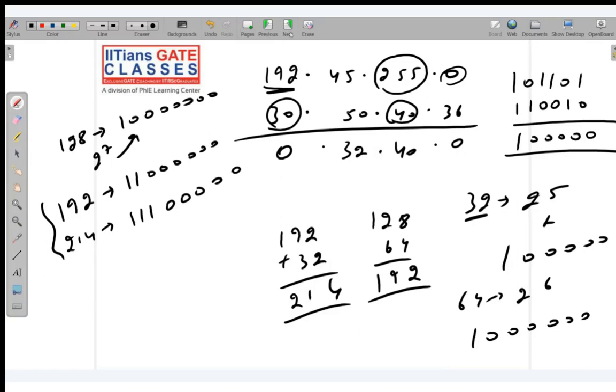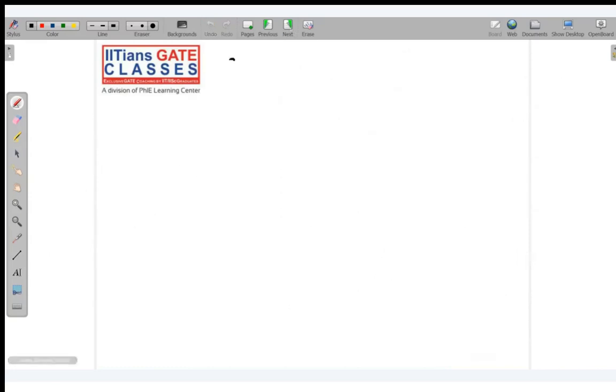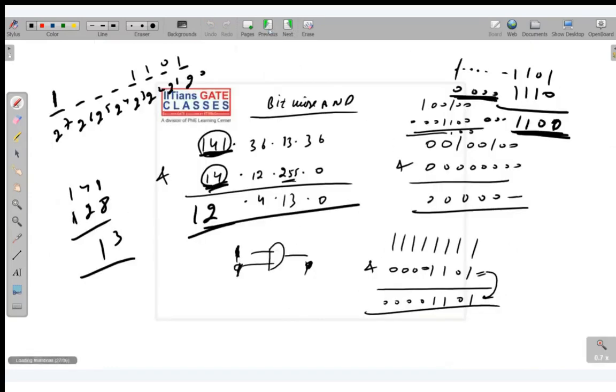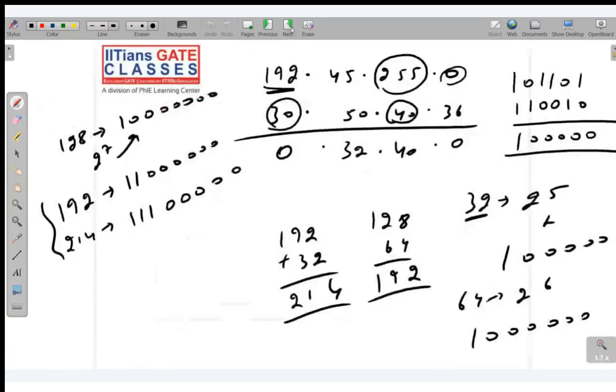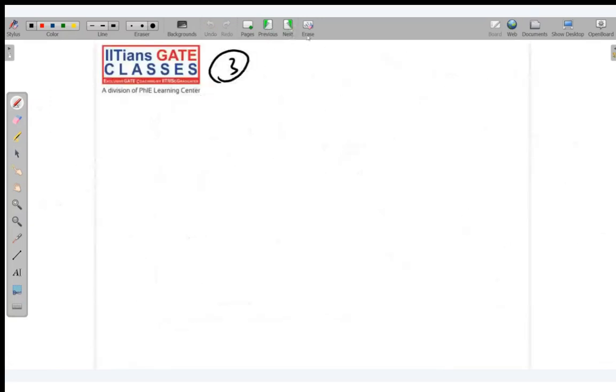Done, sir. And so the last operation, that is bitwise OR. Bitwise AND was our second operation. Bitwise NOT was our first operation. NOT is very easy. You just have to subtract from 255. Bitwise OR, same scenario. Okay.